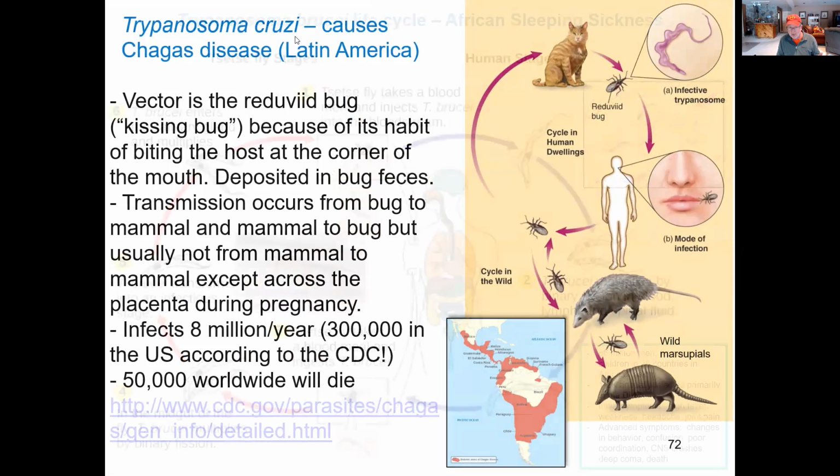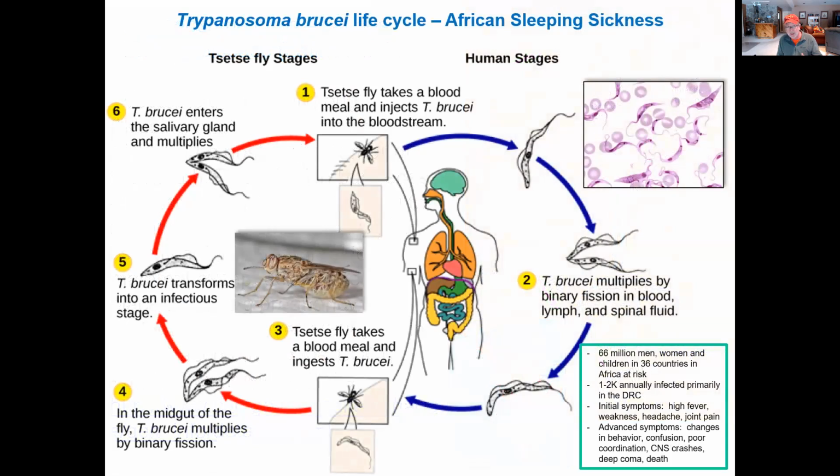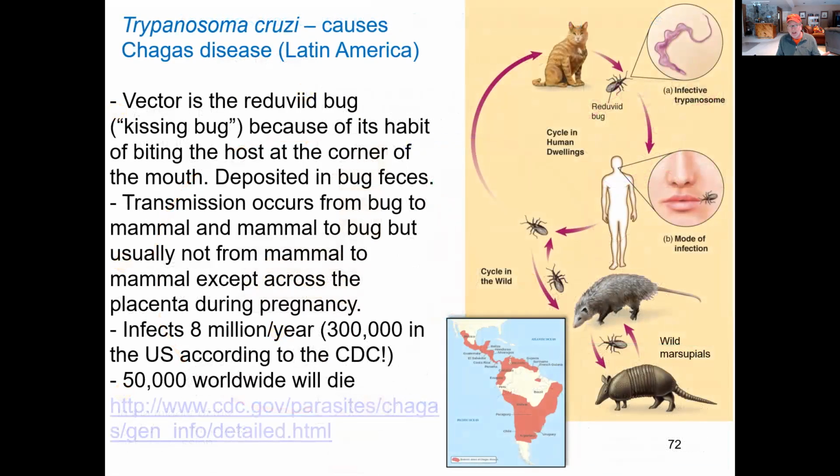Now remember, the previous one was Trypanosoma brucei, so this is a different species. And what this particular trypanosome causes is a disease called Chagas disease, which is more common in Central America and South America.